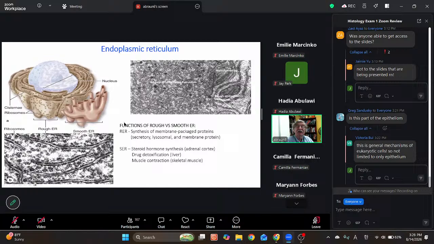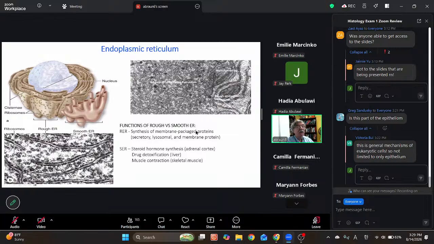Okay, so here again we see rough endoplasmic reticulum in the lower left picture, and smooth endoplasmic reticulum in the upper right picture. Here we're emphasizing the fact that these have different functions, although they look somewhat similar and have certain commonalities. Rough endoplasmic reticulum is important for synthesizing membrane-packaged proteins. That is, proteins that are made for secretion, proteins that are delivered to lysosomes, which degrade materials in the cytoplasm. They're the garbage disposals of the cytoplasm. And also proteins that become incorporated into membranes. If you're wondering where the proteins incorporated into the various cellular membranes are synthesized, they're synthesized in the rough endoplasmic reticulum.